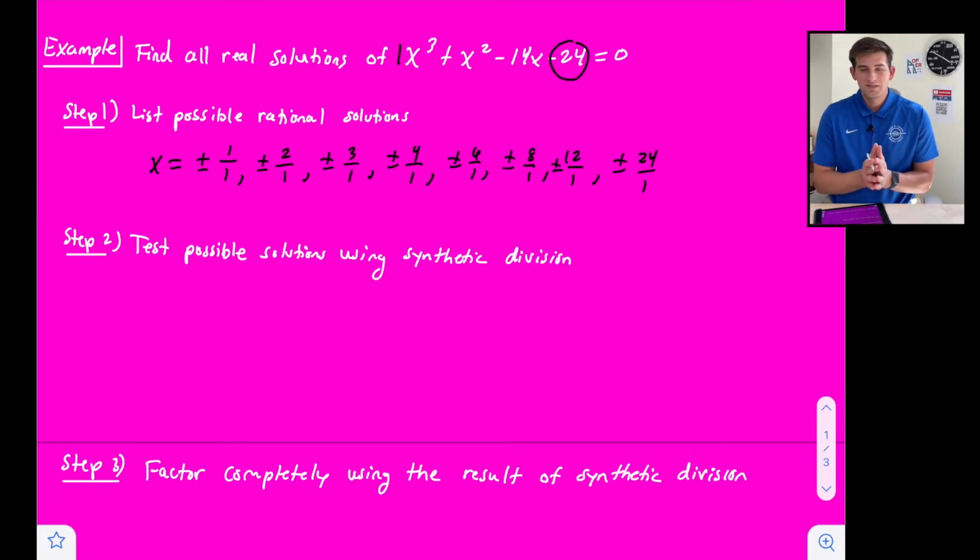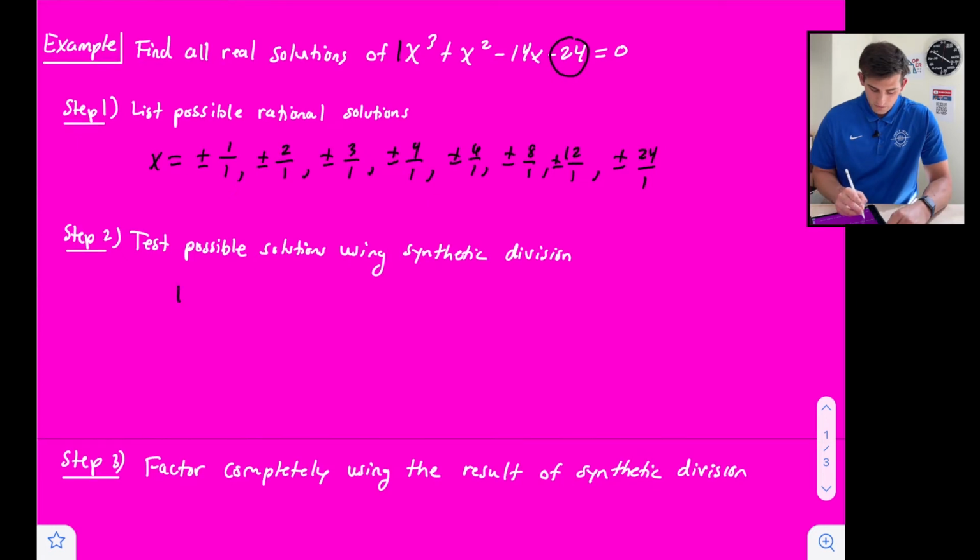Now, we don't have to test all 16 of these, but we just need to test until we get an actual solution. And then once we do that, we can use that solution and the resulting information from our synthetic division process to allow us to factor to get our final solutions. So let's test some possible solutions. So let's just start with 1, right? So let's do 1 here. Let's do our synthetic division.